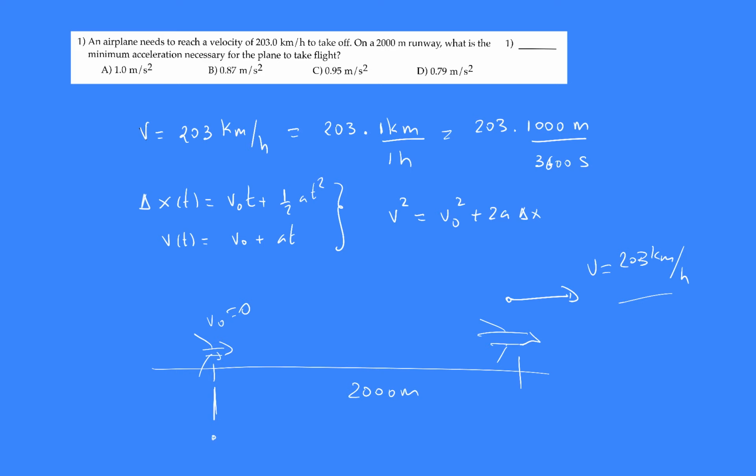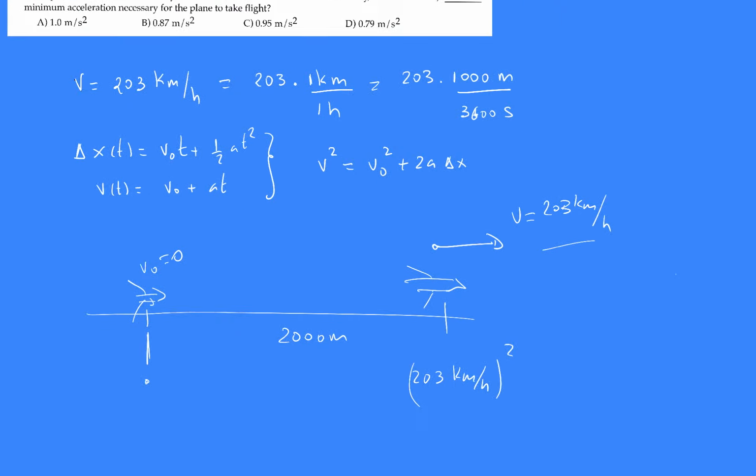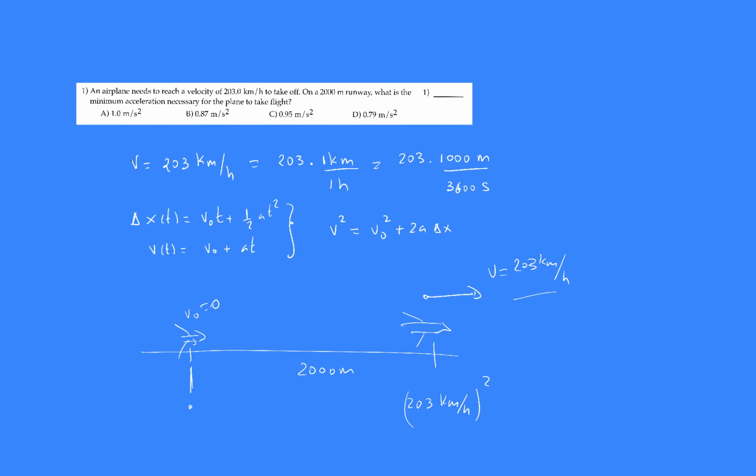V final squared has to be 203 kilometers per hour, 203 kilometers per hour squared. It's good if you convert the 203 kilometers per hour squared to meters per second, but it's not necessary unless you express the 2,000 meters in kilometers, and when you put the displacement, you put 2 kilometers. Remember what we talked about, consistency in the equation.